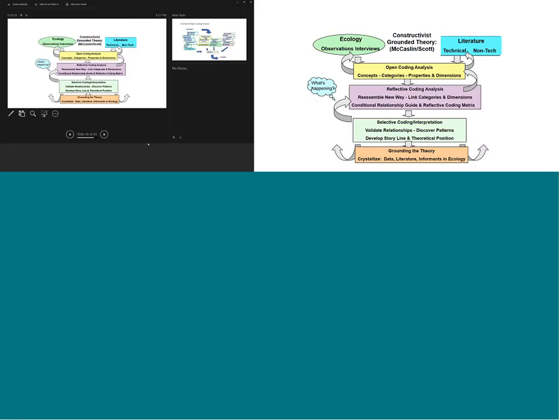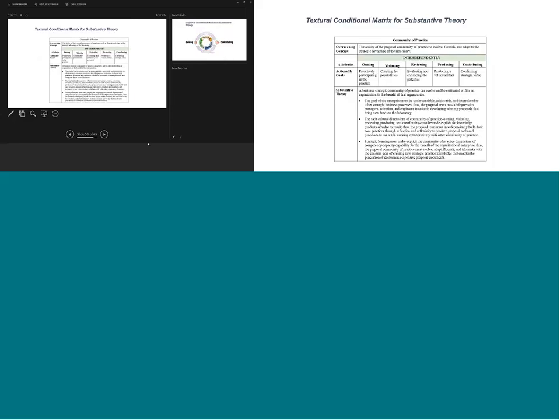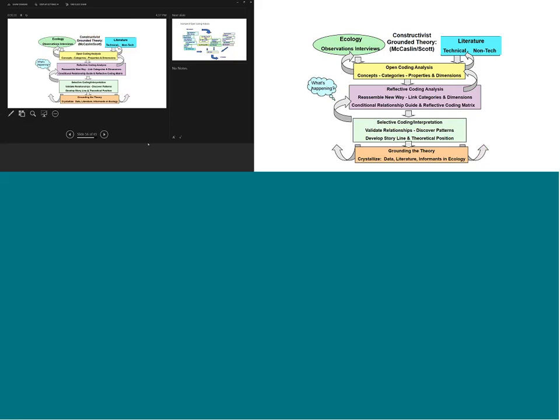So here, let me walk through a couple of others. This is another example, coming from this reflective coding matrix on high self-efficacy. And what she did with this study, and again, I'm just taking you through the whole thing, is she did an initial and brief literature search that allowed her to have theoretical sensitivity. She built her theoretical training through being part of this ecology, through observations.